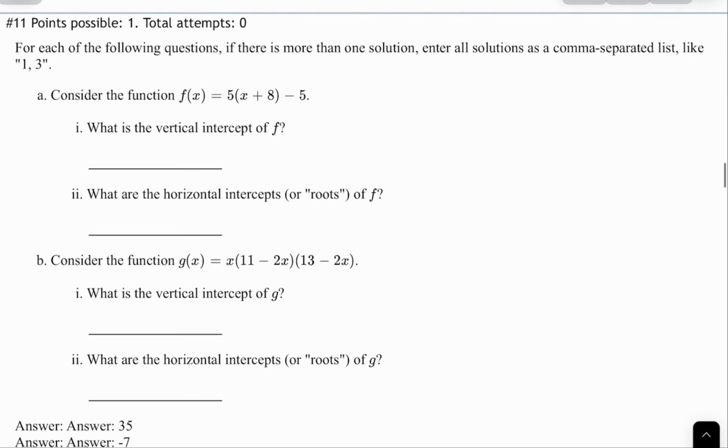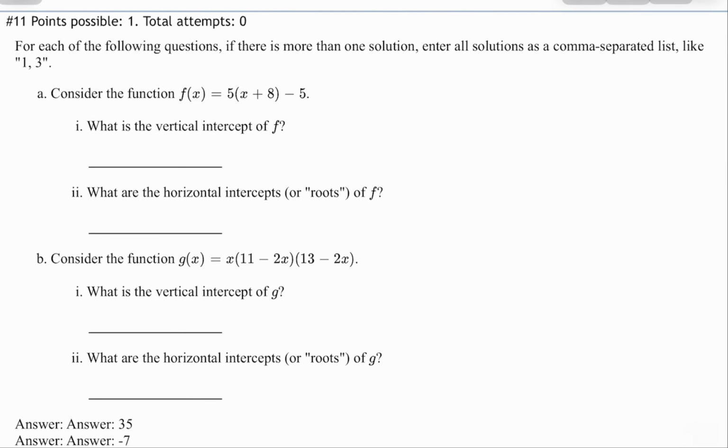Okay, let's jump to problem number 11. It says, consider this function. What is the vertical intercept? Remember that is just your y-intercept, so you just get to plug in 0. So if we plug in 0, that's 5 times 0 plus 8 minus 5.